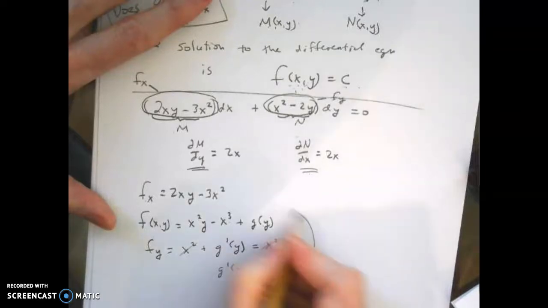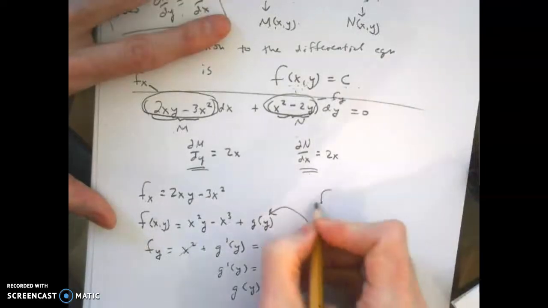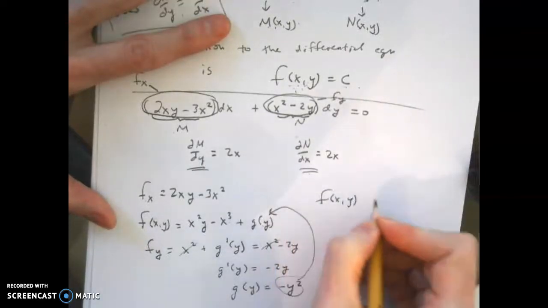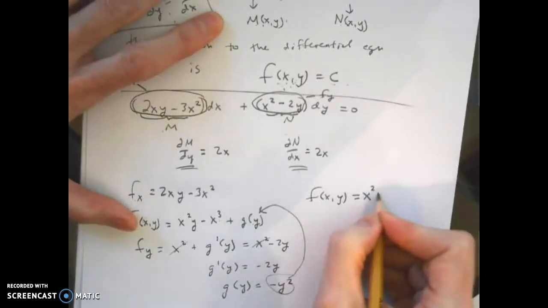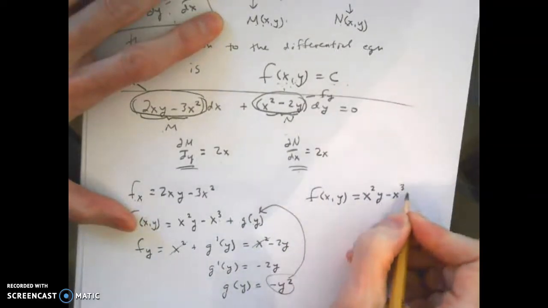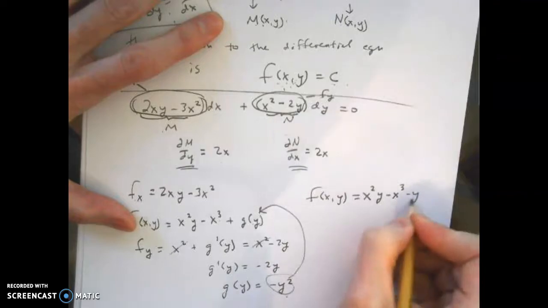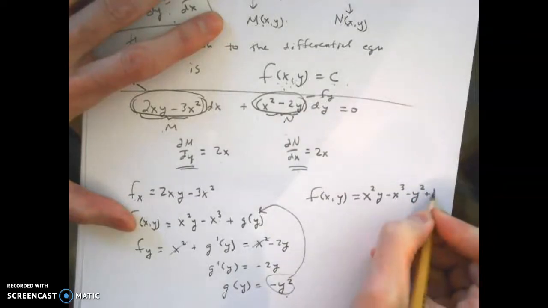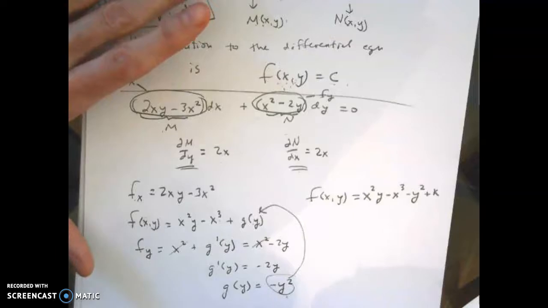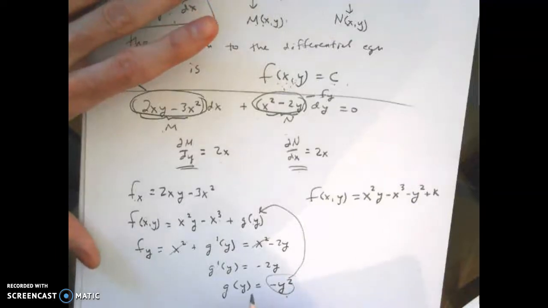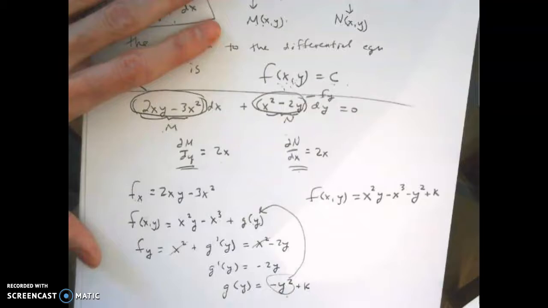Plug this back up here, and we get our function. f of x, y is equal to x squared y minus x cubed minus y squared plus a constant. I'm just going to say plus k. Okay. So when we took the derivative, there should have been a plus k here.